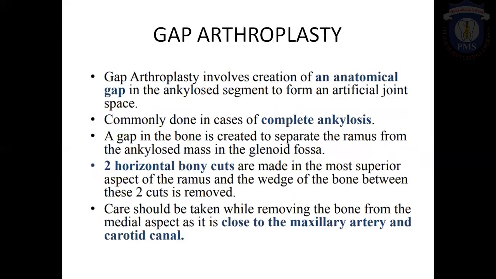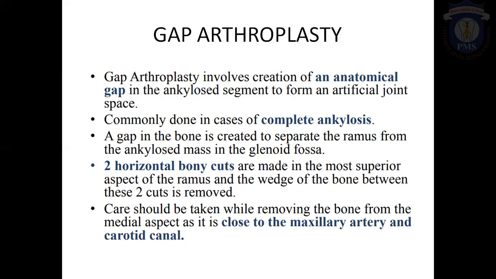And gap arthroplasty. A gap arthroplasty involves creation of an anatomical gap in the ankylosing segment to form an artificial joint space, commonly done in case of complete ankylosis. That is, condylectomy is done in cases of partial ankylosis, and gap arthroplasty is done in cases of complete ankylosis. A gap in the bone is created to separate the ramus from the ankylosed mass in the glenoid fossa.